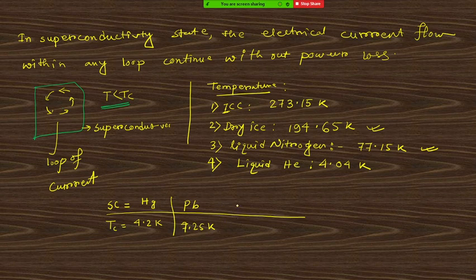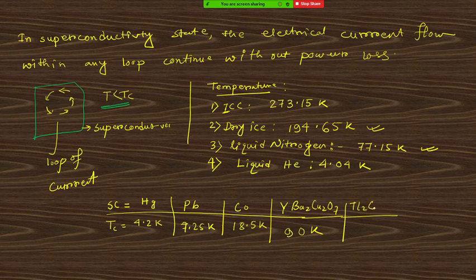Another example is cobalt. For cobalt, this temperature is 18.5 Kelvin. For yttrium cuprous oxide 7, this temperature is 90 Kelvin. In case of Tl2, Ca2, these are the alloy, these are the metal. By using alloy, actually our target is to produce superconductor with high temperature.